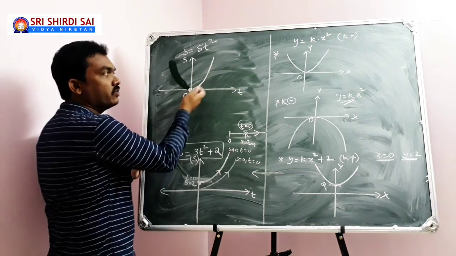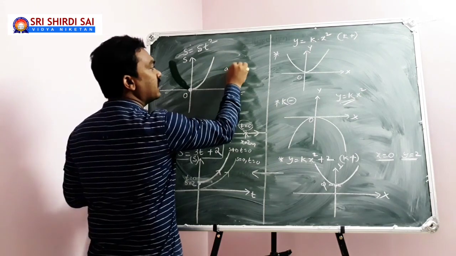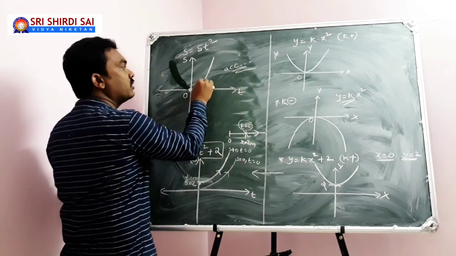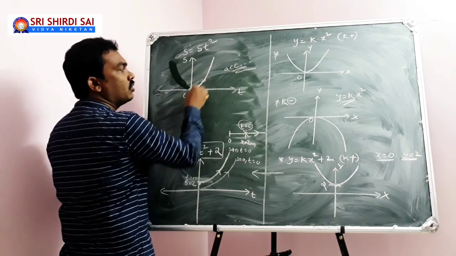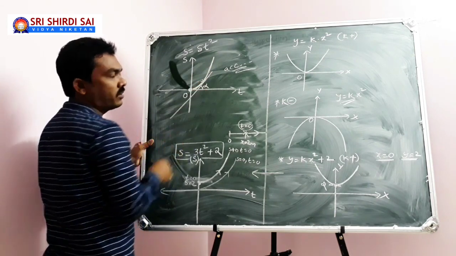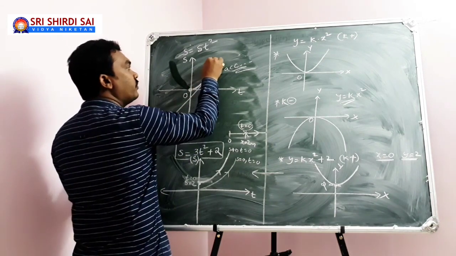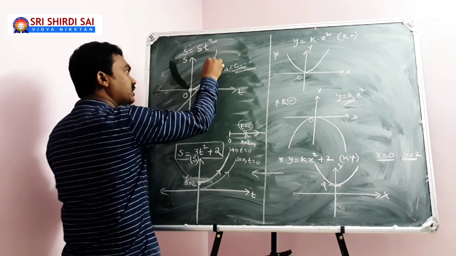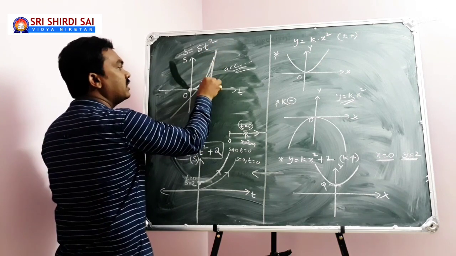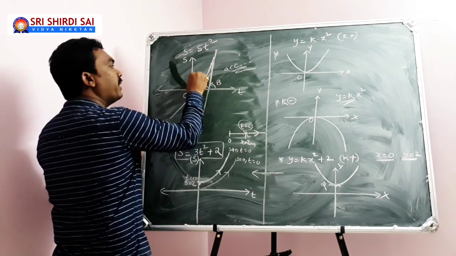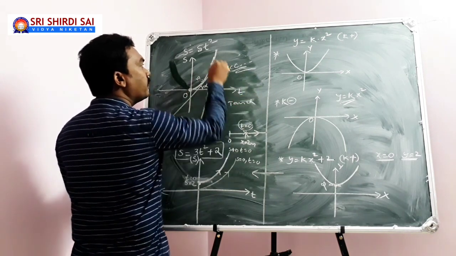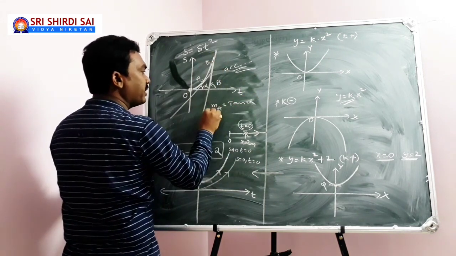Where the slope is varying, the motion is accelerated motion, no doubt. How to get the slope? I told you. At this point, if you wish to know the slope, draw a tangential line and measure this angle alpha. At this point, if you wish to measure the slope, draw a tangential line here and measure this angle beta. Means slope at the point A is tan alpha. Slope at the point B is tan beta.